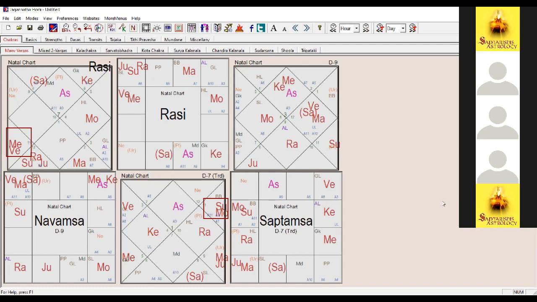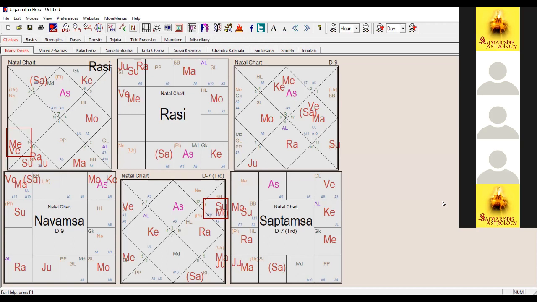We are talking about childbirth. So for the birth of children, which house should you consider? The fifth house. Jupiter in the fifth house. Jupiter as a Karaka planet, and the fifth house is the house for childbirth.